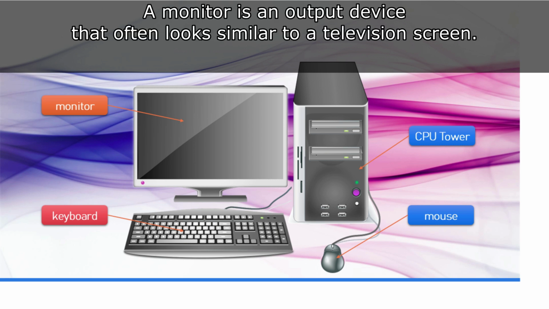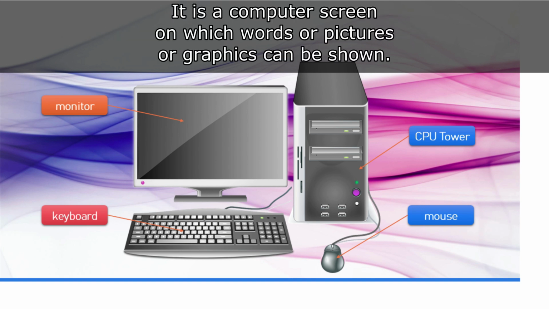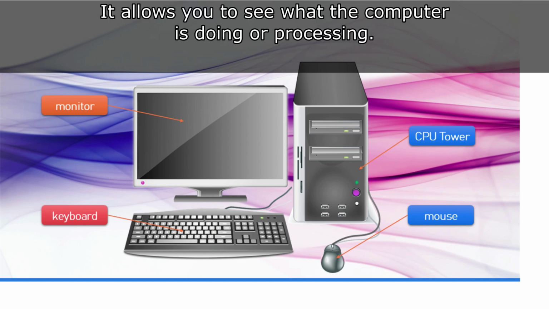A monitor is an output device that often looks similar to a television screen. It is a computer screen on which words or pictures or graphics can be shown. It allows you to see what the computer is doing or processing.